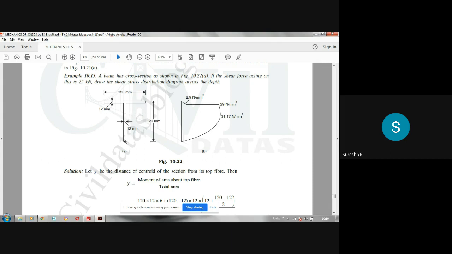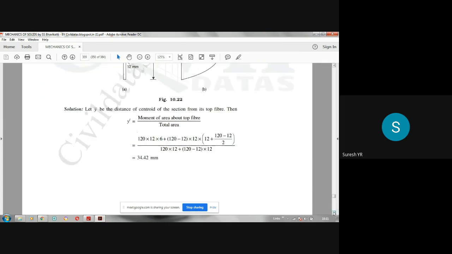So this length will be 120 minus 34.42 into 12. So that is the area, into Y bar, which is the distance of the CG of this area from the neutral axis, which is half of that, half of 120 minus 34.42. So that has been done here.